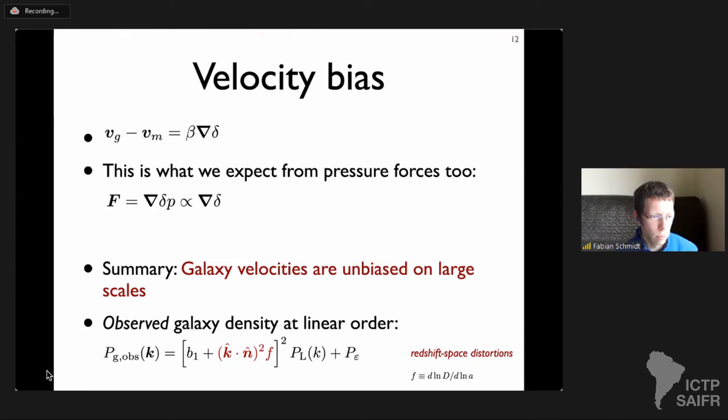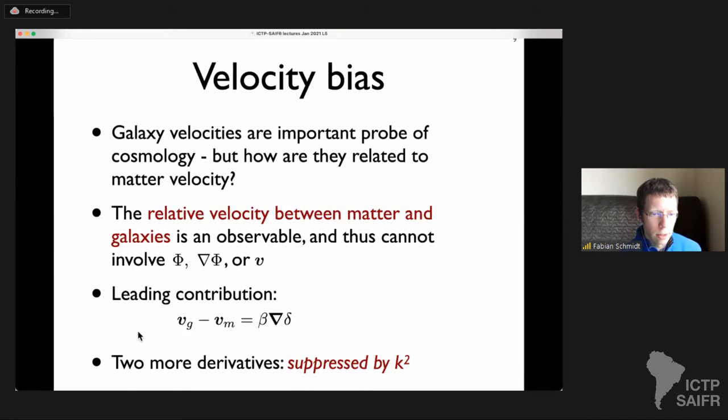Let me open the chat. There's a question, why do I say they're unbiased? So what I mean by they are unbiased on large scales is, if I'm on a scale sufficiently large that I can forget about this gradient delta term, which corresponds to small k, right? Then Vg minus Vm is zero. And so they're basically unbiased.